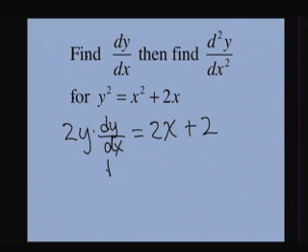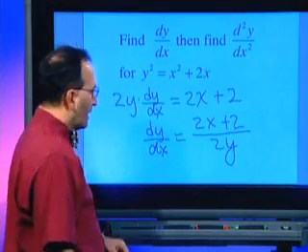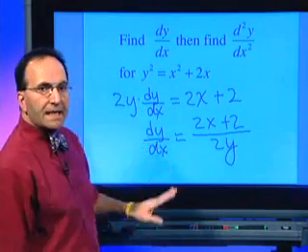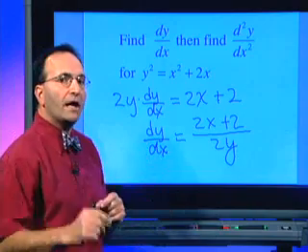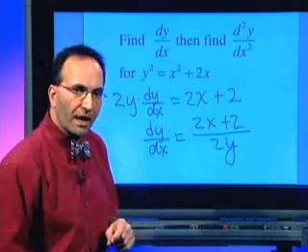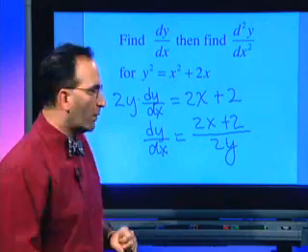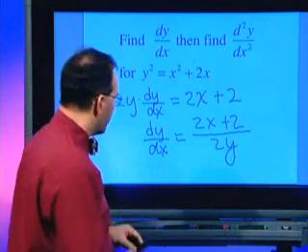So dy/dx will equal 2x plus 2 all over 2y. And that gives me dy/dx, but we want to find d squared y/dx squared. So we will have to differentiate once more. Let me go to a clean screen.